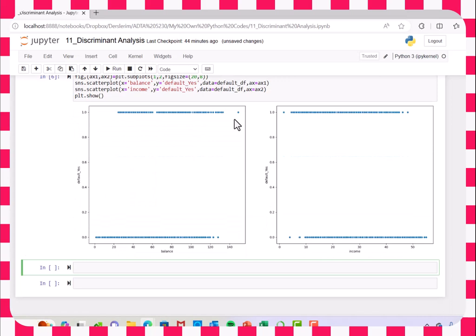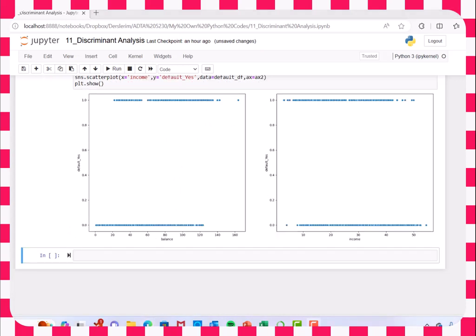Okay, this chart shows the relationship between balance versus default. As you can see, the higher the balance, the higher the probability of default. So there's going to be a kind of S-shaped curve here. And then for income, there's a kind of reverse S-shape. So the higher the income, the higher the probability of not default. So the S-shape is going to be something like this here, but it's going to be like that there.